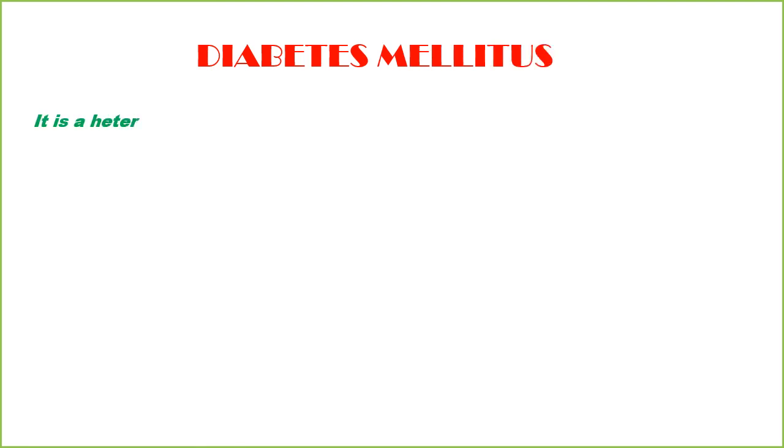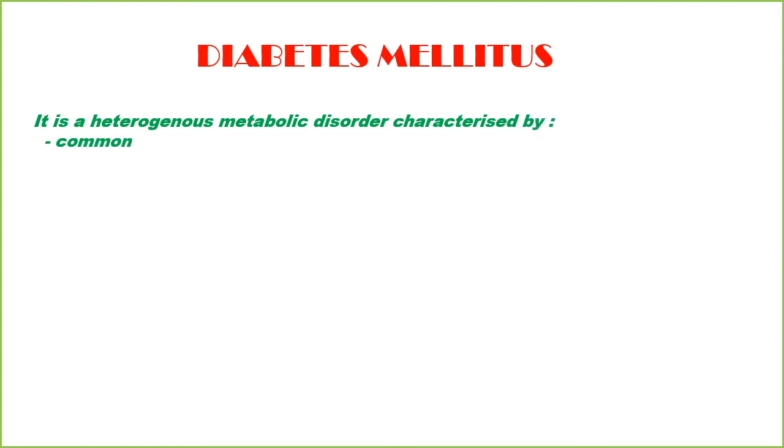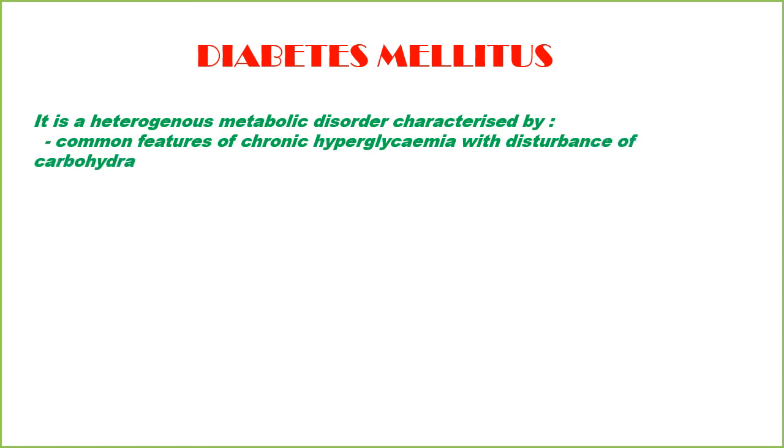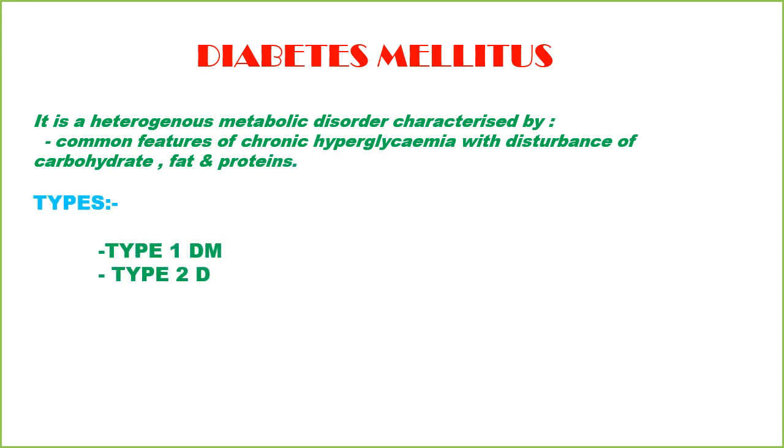Diabetes mellitus. As we all know, diabetes mellitus is a disorder due to the deficiency or the disruptions in the production of the insulin. It is also a lifestyle disorder nowadays. Now let's see what is diabetes according to the definition. It is a heterogeneous metabolic disorder which is characterized by common features of chronic hyperglycemia, with disturbances of the carbohydrate, fat and protein metabolism.